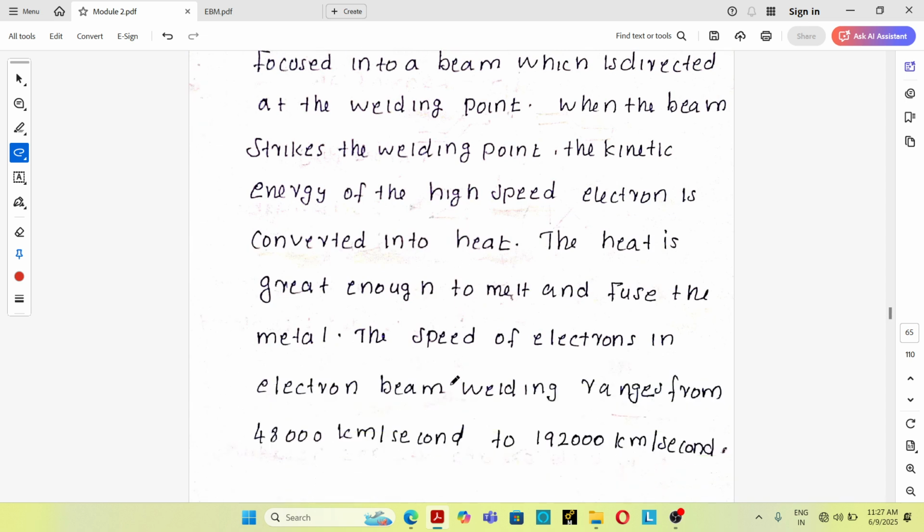See, the approximate speed of electrons during electron beam welding ranges from 48,000 km per second to 192,000 km per second. So when these very high speed electrons hit the base metal, the kinetic energy of the electrons is converted into heat energy. That heat is used for melting the base metal to be joined.